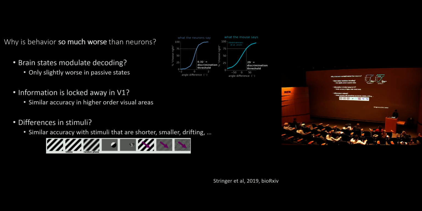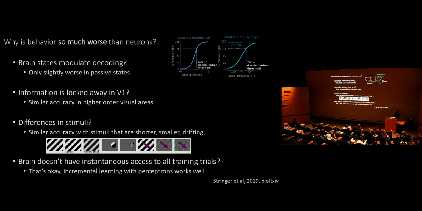Okay. One other hypothesis is that the brain doesn't have instantaneous access to all the training trials. So when I built my linear decoder, I did linear regression on all the trials that I had from the responses. But if you think of a mouse doing a behavior, it doesn't necessarily have access to all of that. It might be doing some sort of reinforcement learning where it's constantly updating its prediction. Anyway, what we showed in the paper is that incremental learning with perceptrons also works well. So you can use incremental learning and linear perceptrons to do this behavioral task. So that's not the problem either.